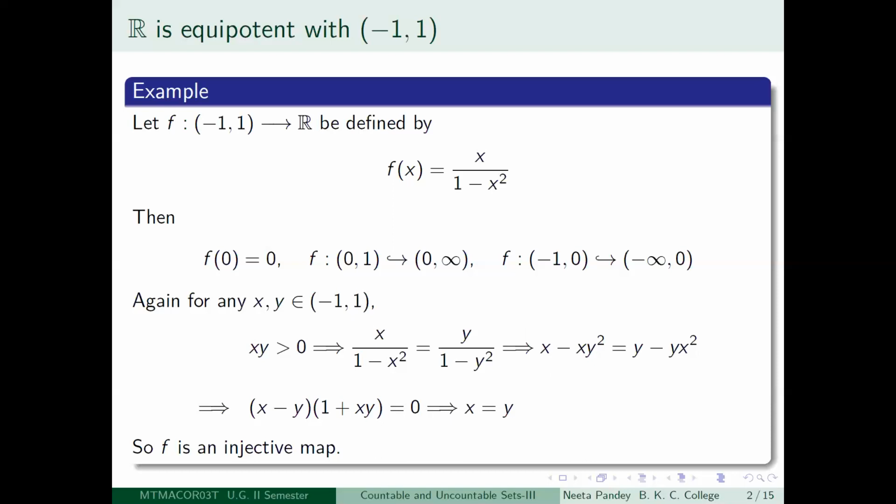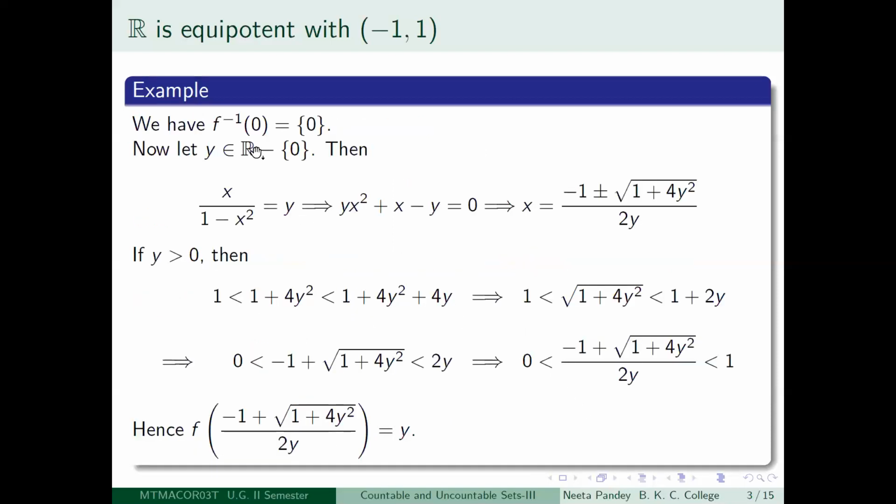Now you want to show that it is surjective. So first of all, notice that if you look at 0, the inverse image of 0 is 0. So the pre-image of 0 is non-empty. And in fact, by injectivity, if you have the pre-image of any element non-empty, then it has to be a singleton because the map is injective. So we will try to see whether the pre-image of every point in R is non-empty or not.